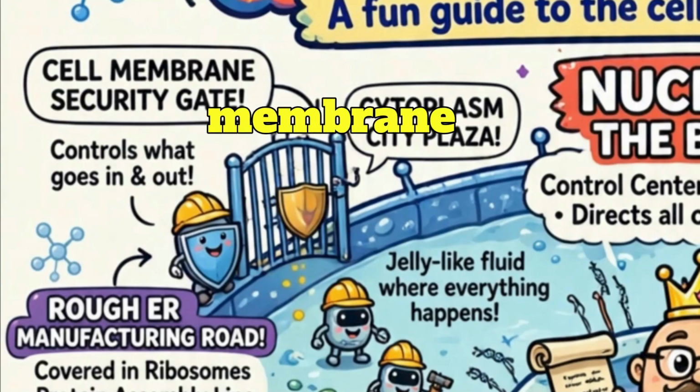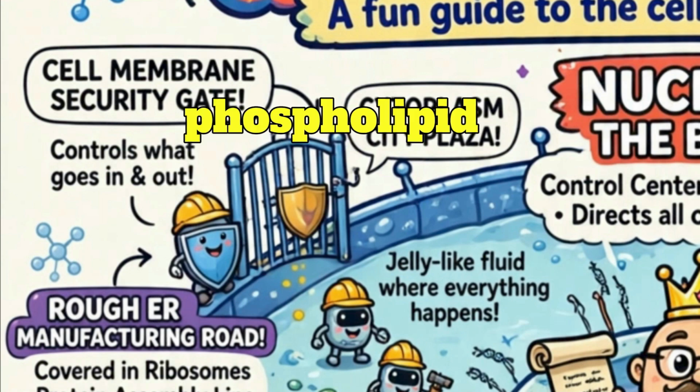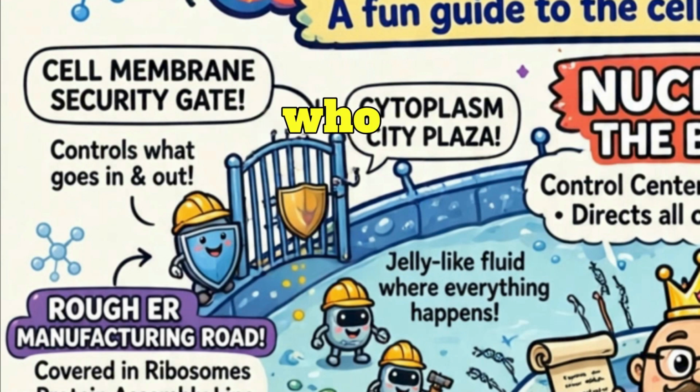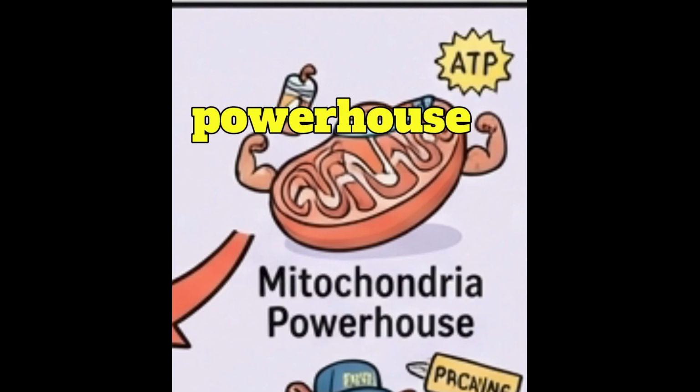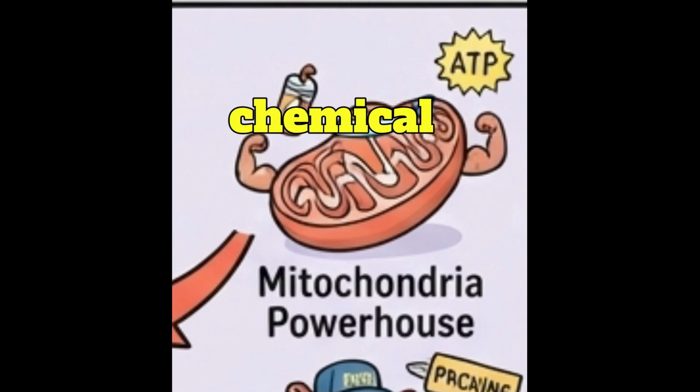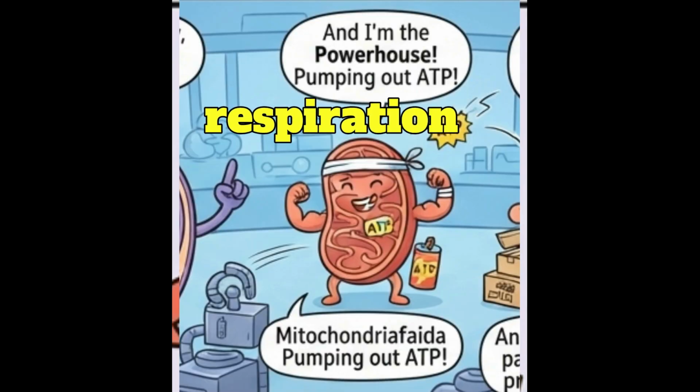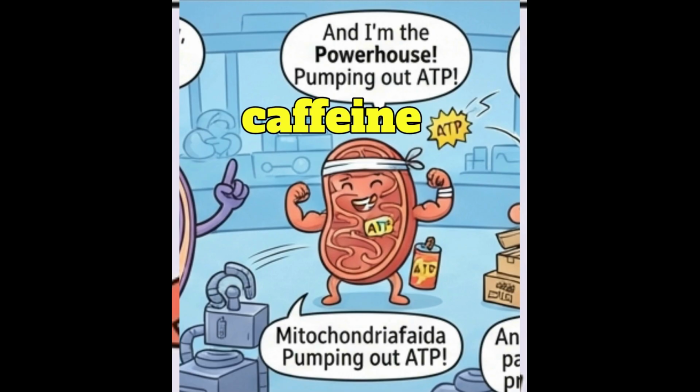Then you have the cell membrane, a selective bouncer phospholipid bilayer that decides who gets in the club and who gets kicked out. The mitochondria is the absolute powerhouse of the cell, generating chemical energy called ATP through cellular respiration, because we all need caffeine, but cells need ATP.